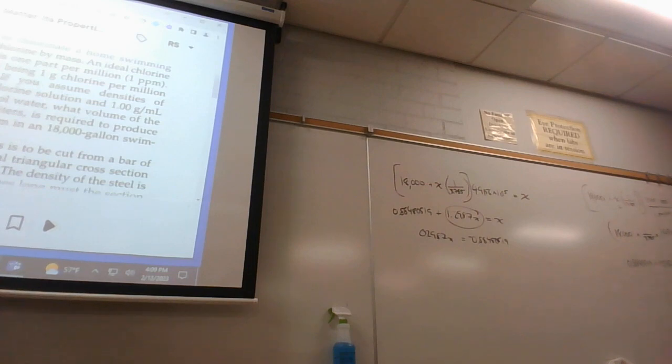0.8840519, and then divide both sides by this. I'm going to invert this, and then multiply this. 0.8840519 equals this. And so finally, I come up with the answer. X is equal to 0.88406 liters of chlorinating solution.